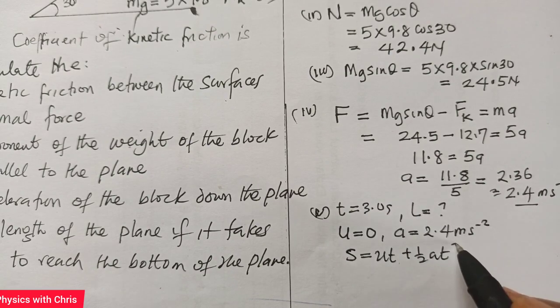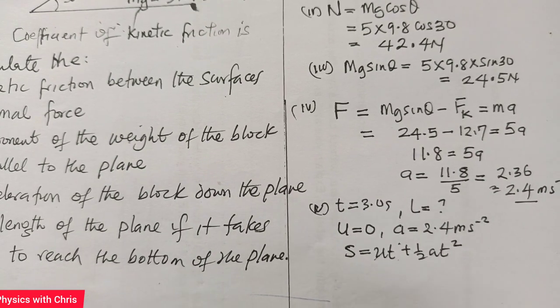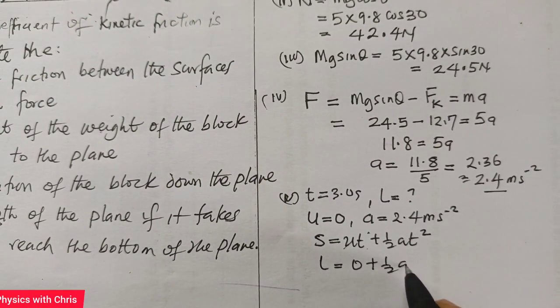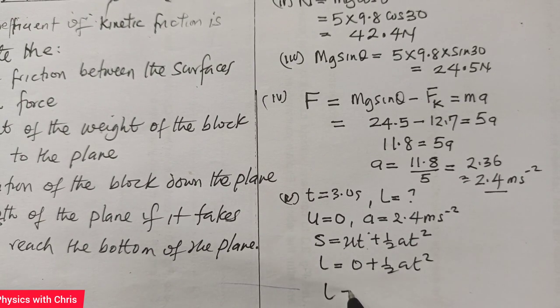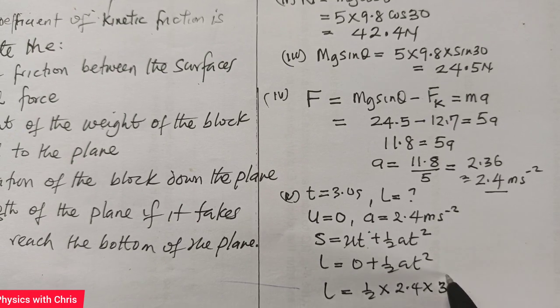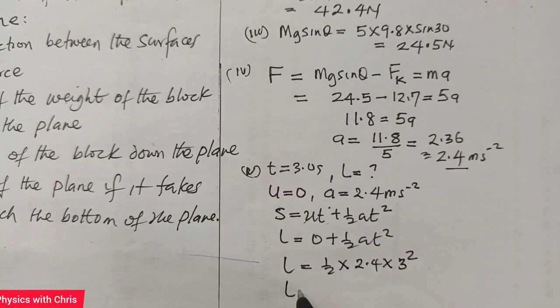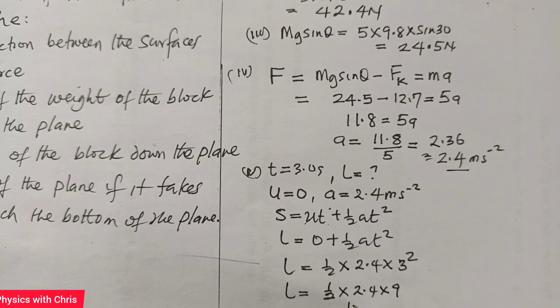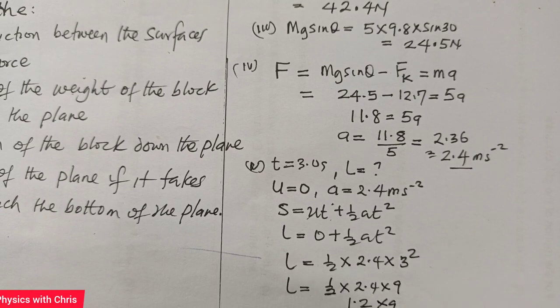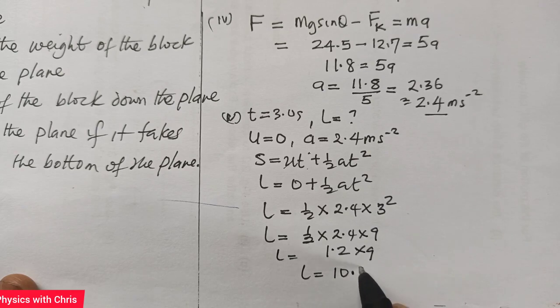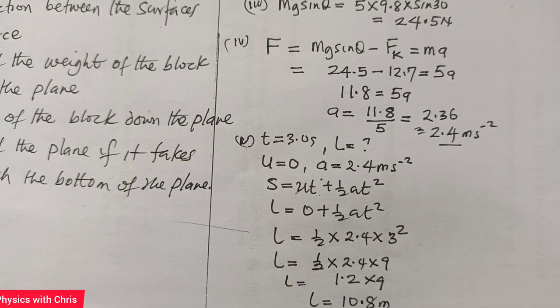The block starts sliding from rest, so this is 0. So the S is the length here, which is the length of the plane, equals 0 plus half at squared. Okay, so this is L equals half times the acceleration, 2.4, times the time, 3 seconds, that's 3 squared. So that gives me L equals half times 2.4 times 9, which is 1.2 times 9. Okay, so that will give me 10.8. So the length of the plane will be 10.8 meters.